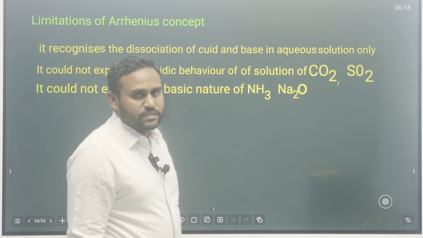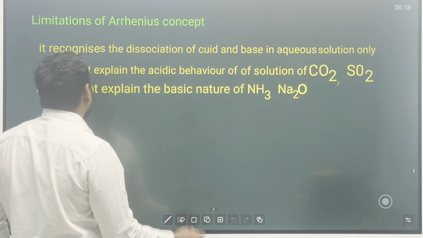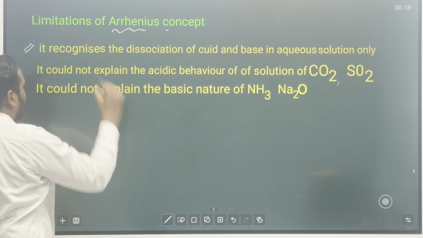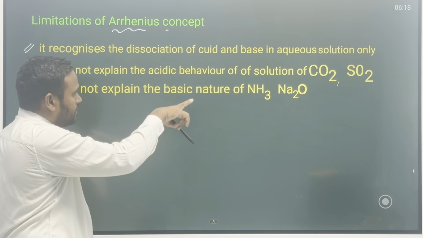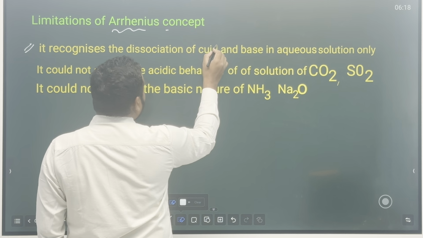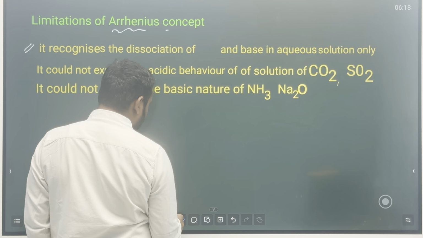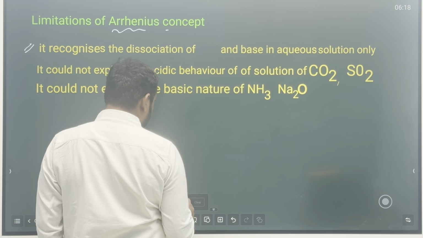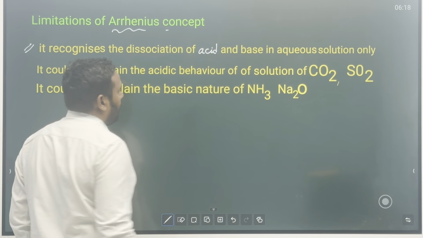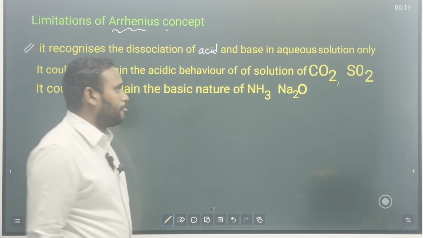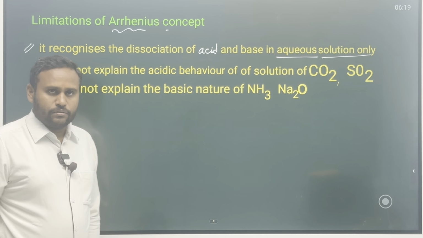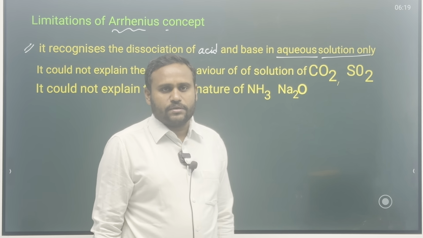Next, we will see what the limitations of the Arrhenius concept are, means what the drawbacks of the Arrhenius concept are. The first drawback is it recognizes the dissociation of acid and base in aqueous solution only. Means water is compulsory here. So, to recognize acidic or basic nature, what do we require?